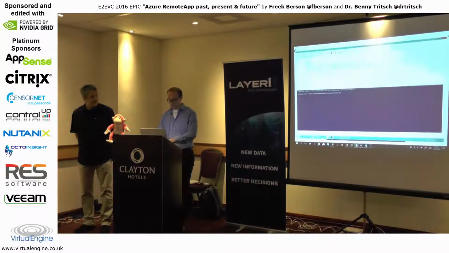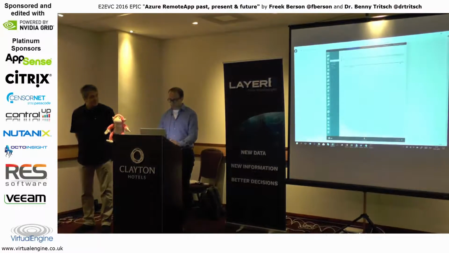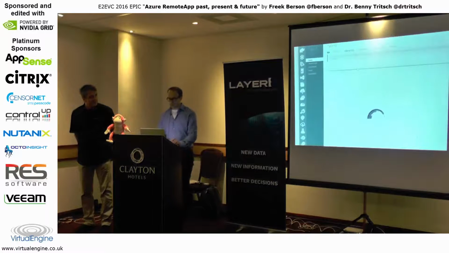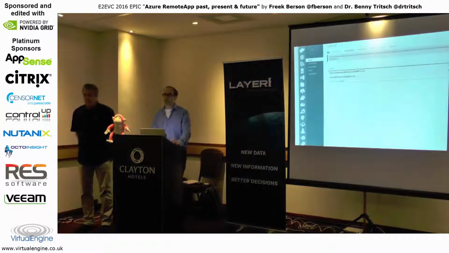So when we switch back to the portal and refresh the screen here, we should be able to see that new users are now being added to the portal as part of this PowerShell.